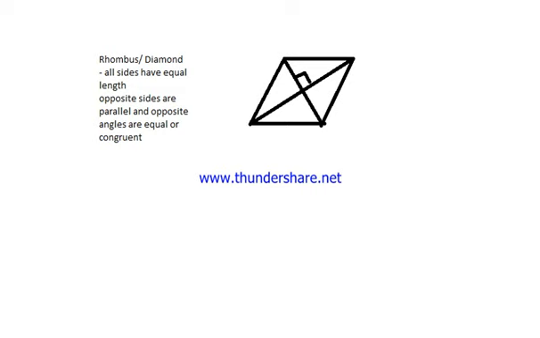It has four sides. All sides have equal length, and opposite sides are parallel and opposite angles are equal or congruent. I mentioned earlier that diagonals meet in the middle at a right angle. They bisect each other at right angles. As you can see, when the diagonals met in the middle of the rhombus, they formed a right angle. So that is a rhombus.